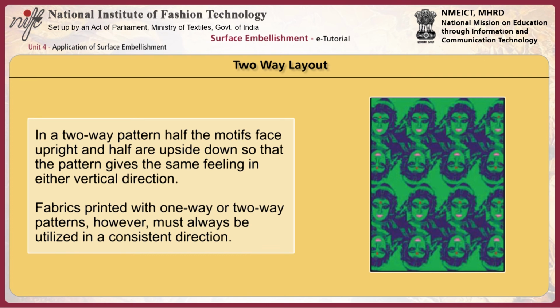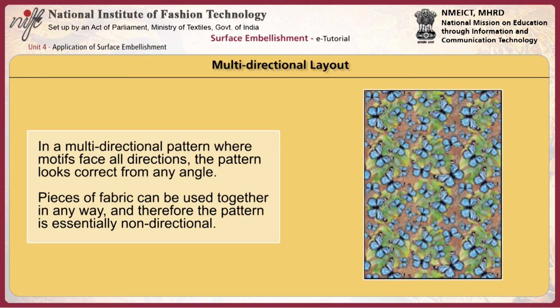In a two-way pattern, half the motifs face upright and half upside down, so that the pattern gives the same feeling in either vertical direction. Fabric printed with one-way or two-way patterns, however, must always be utilized in a consistent direction. In a multi-directional pattern, where motifs face all directions, the pattern looks correct from any angle. Pieces of fabric can be used together in any way, and therefore the pattern is essentially non-directional.